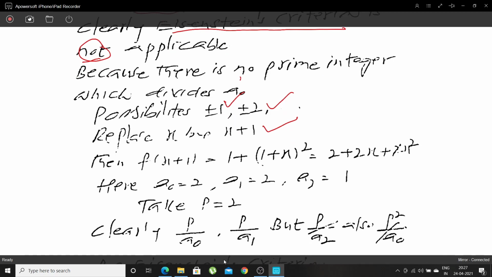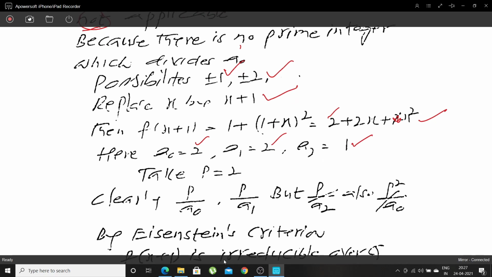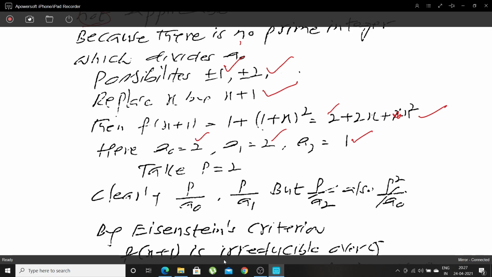If you replace x by x plus 1 in the given polynomial, what do we get? We get 2 plus 2x plus x square. Again comparing with the standard polynomial, the constant term is 2, the coefficient of x is 2, and the coefficient of x square is 1. If I take the prime integer as 2, clearly p divides a naught, the divisibility definition holds good. P divides a1, fine.